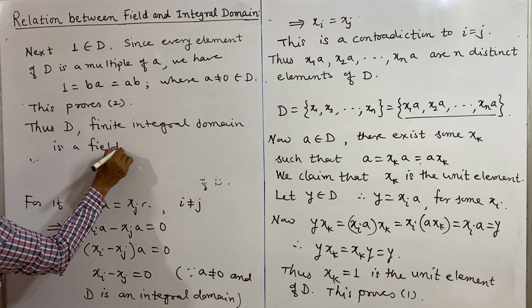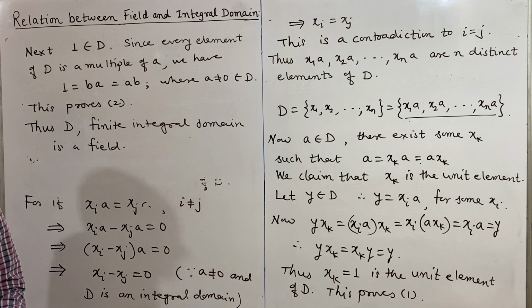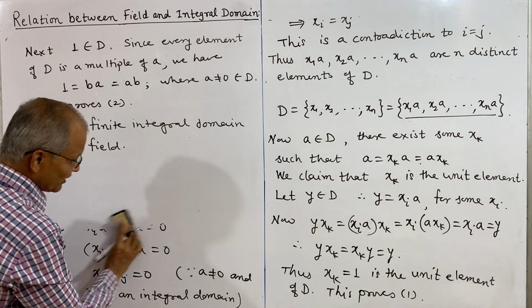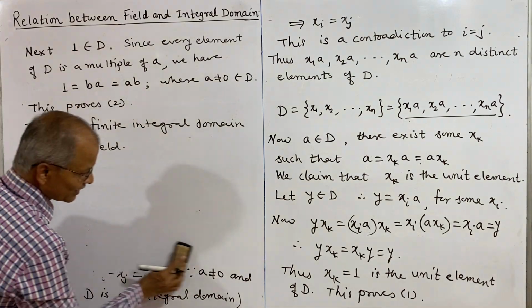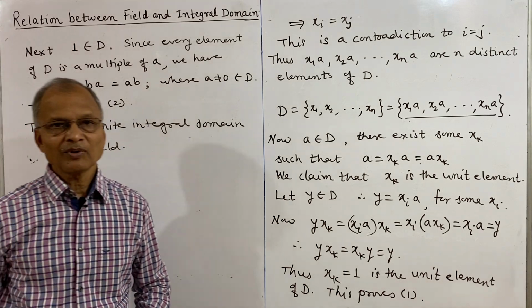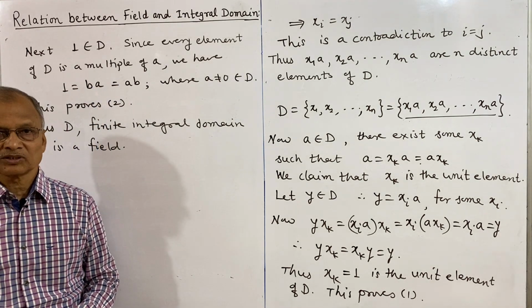So this is the relation between field and integral domain. Every field is an integral domain, but not every integral domain is a field. If it is a finite integral domain, then it becomes a field. So in this lecture we have studied the relation between field and integral domain. The remaining part we shall continue in our next lecture. Thank you.